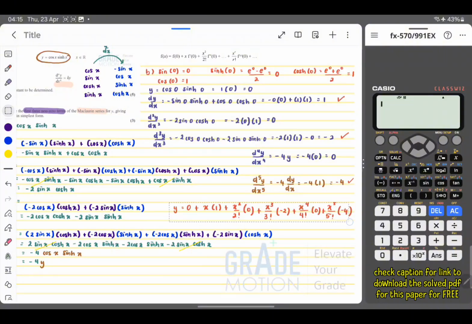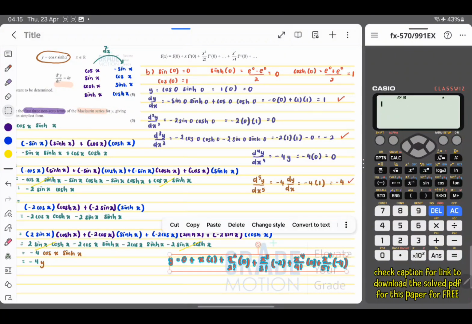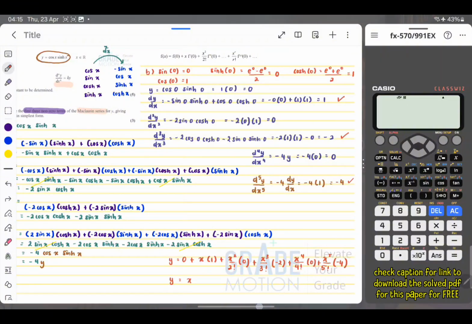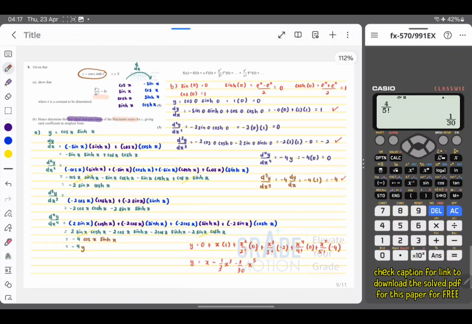In order to make this working more continuous, I'm going to move it down here. So y is equal to, here would be 0, here would be x minus 2 over 3 factorial. So that would be 1 over 3 x cubed. That will be another 0. So now we have negative 4 over 5 factorial. So 4 over 5 factorial, that is negative 1 over 30 x to the power of 5. With that, we are done with part B as well.